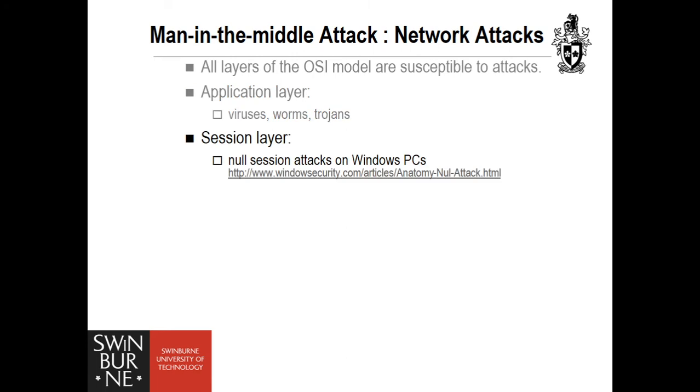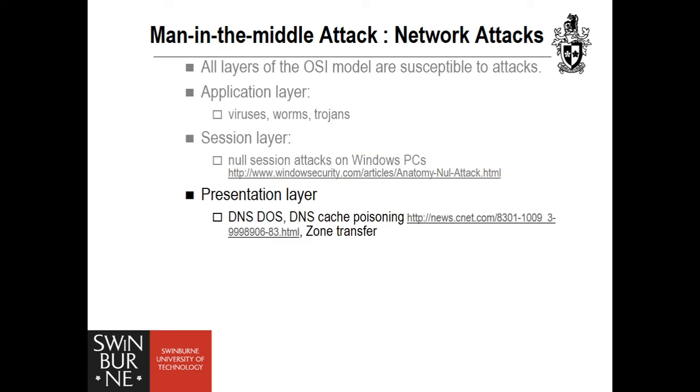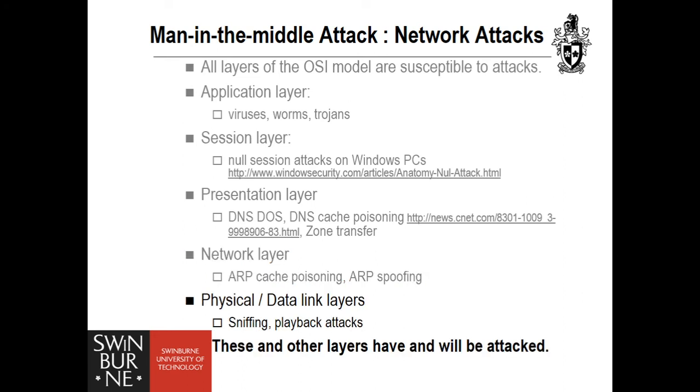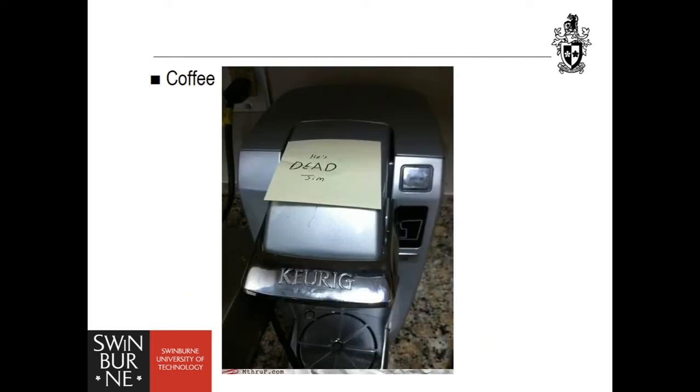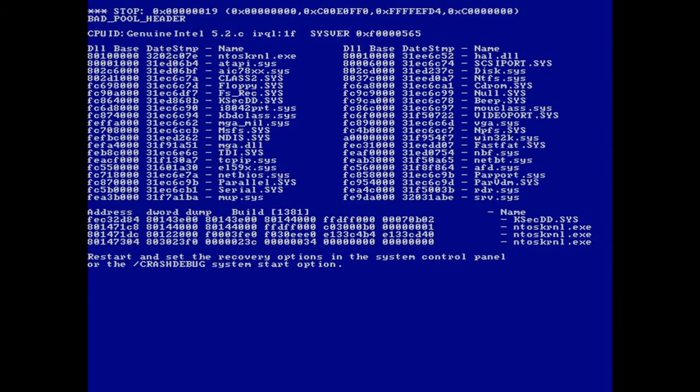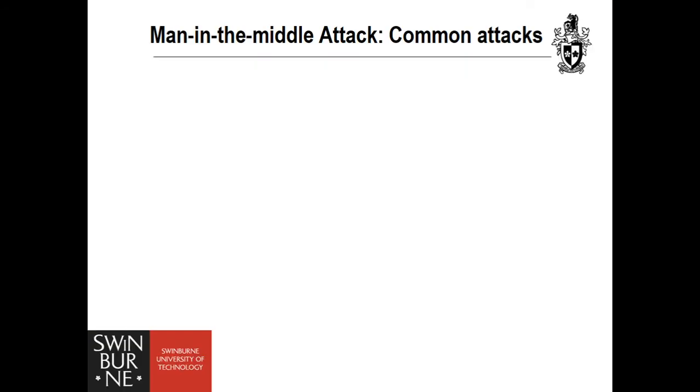All layers of the OSI are susceptible to attacks. Application layer, such as virus, worm, Trojan. Session layer, null attack for Windows PC. Presentation layer, DNS DoS, DNS cache poisoning. Network layer, ARP cache poisoning, ARP spoofing. And the last one, physical data link layer, sniffing and playback. These and others will be attacked.